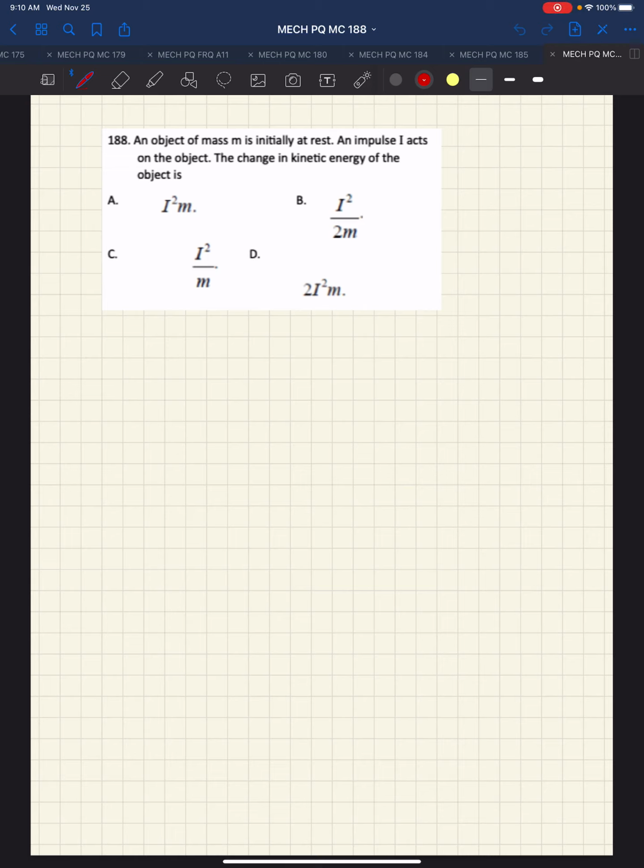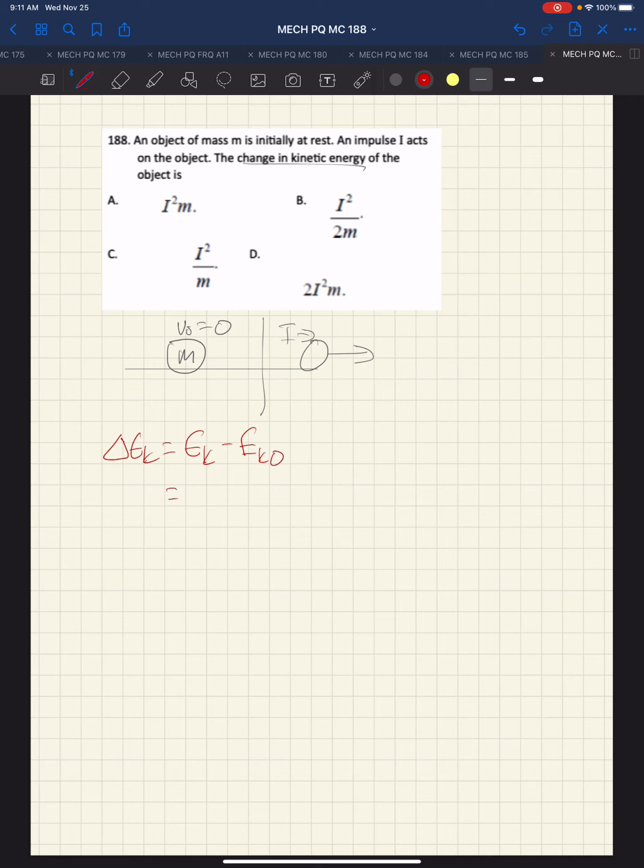For question 88, we've got a mass that's originally at rest. So there's some object, mass, V0 equals 0. And then an impulse acts on it and it takes off. We want to know about the change in kinetic energy. So first of all, since we're looking for change in kinetic energy, let's spell out change in kinetic energy. Change in kinetic energy is the final kinetic energy minus the initial kinetic energy.